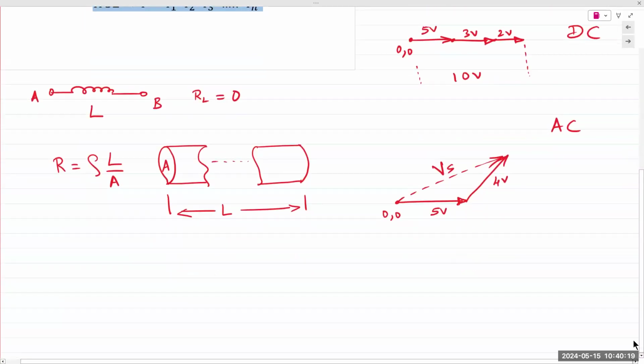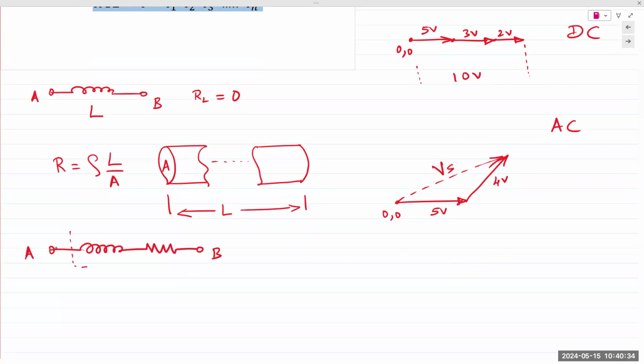And so electrically, we can represent it as an inductor in series with a resistance between the terminals A and B. The inductor will have a value of L. RL here denotes the series resistance of that inductor. It's not low resistance, it's the inductor resistance.